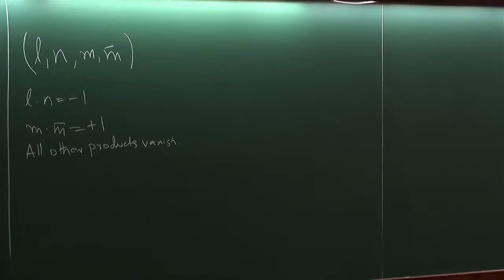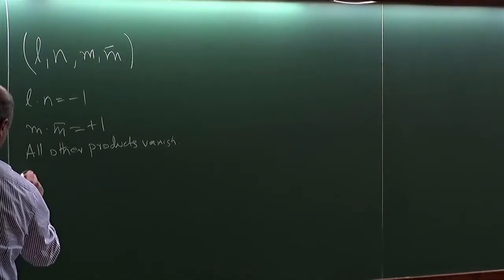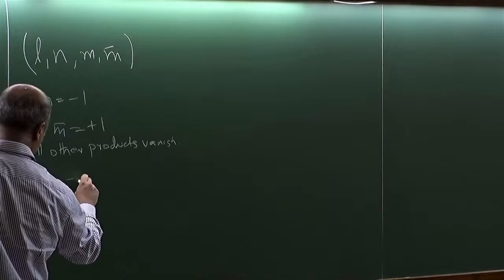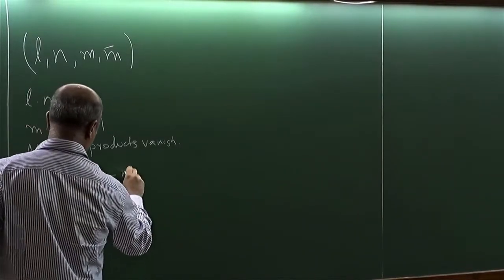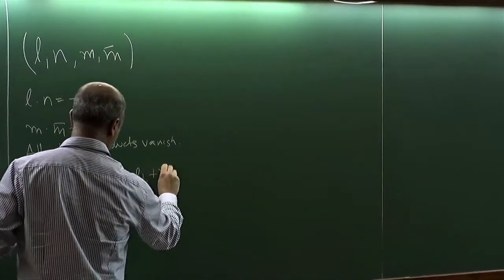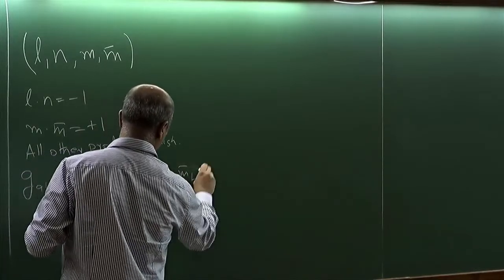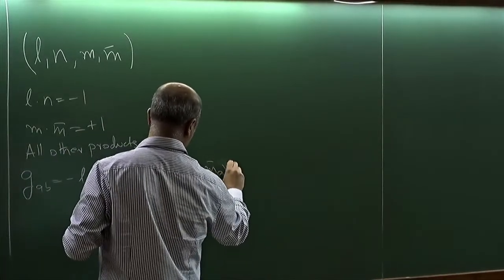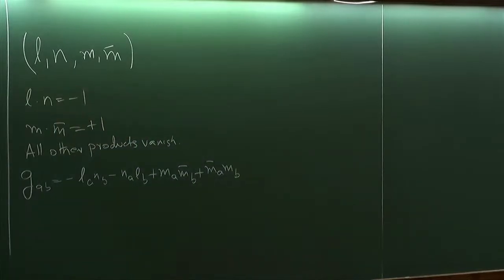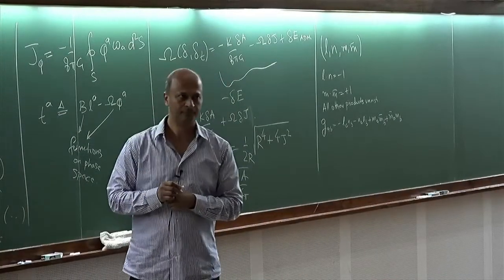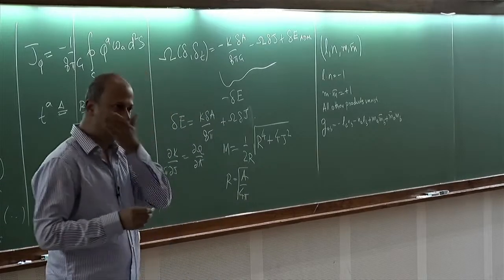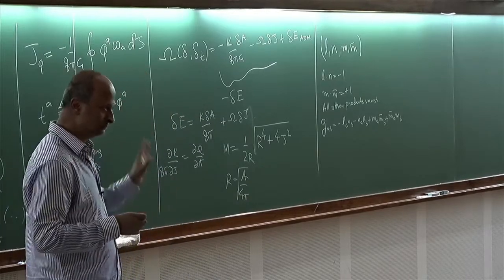Then in this basis, you can easily check that the metric g_ab is... So with these inner products, everything can be expressed always in terms of L and N, and the metric itself turns out to be of this form. And this follows from these inner product rules. Okay, clear up to here?